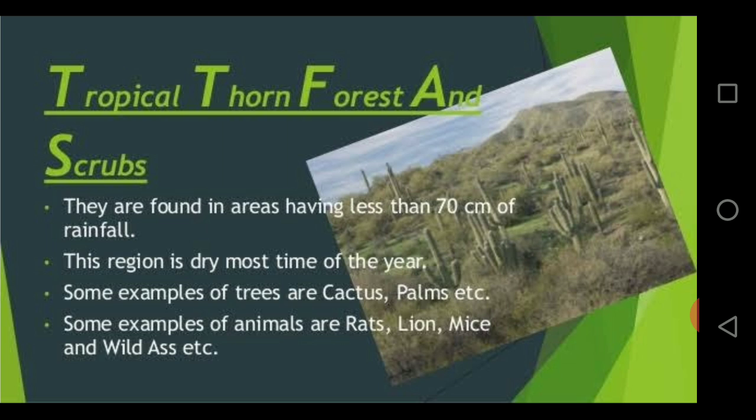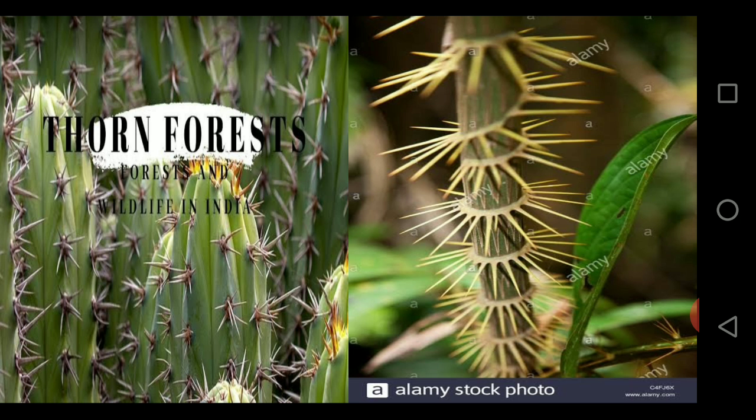And some of the plants which are found in these forests are cactus, palms, etc. The animals which we find in the deserts are rats, lion, mice and wild ass. Ass, that is a donkey. Likewise, these forests are generally thorny. These are some examples of the thorn forest.